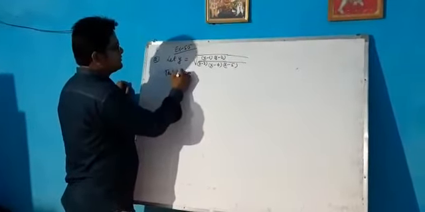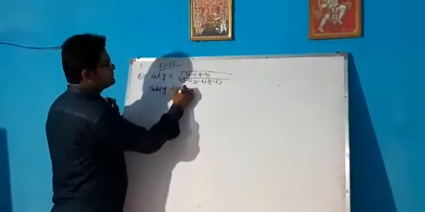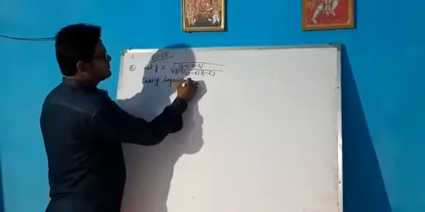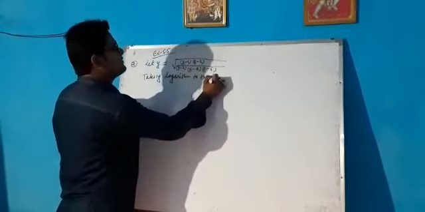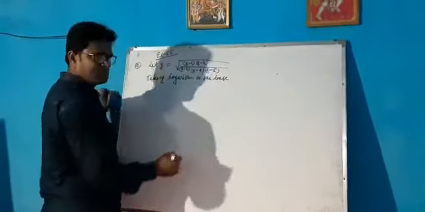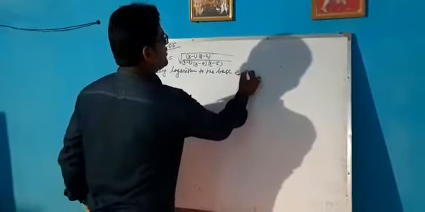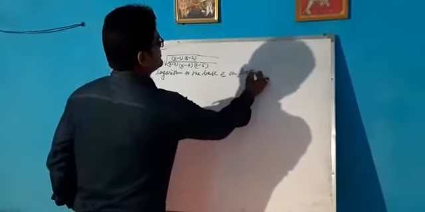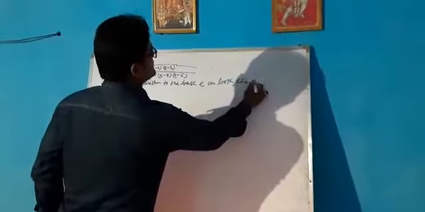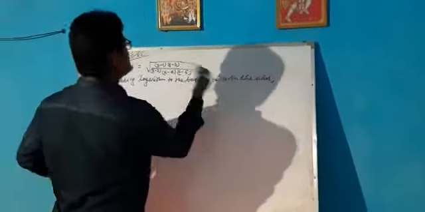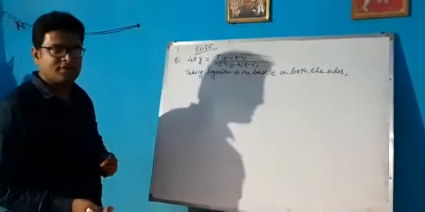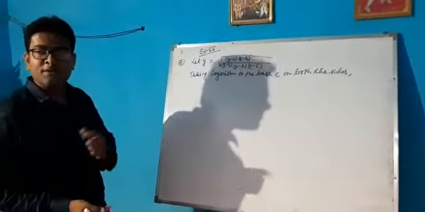Taking logarithm to the base e. What does this mean, to the base e? It means natural logarithm on both the sides. Whenever it is written to the base e, that means you are taking natural logarithm, and natural logarithmic functions can be differentiated.